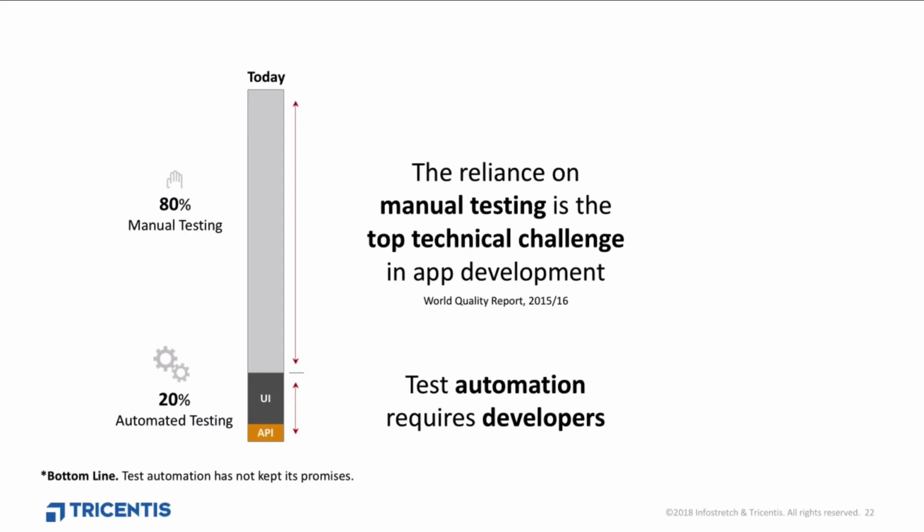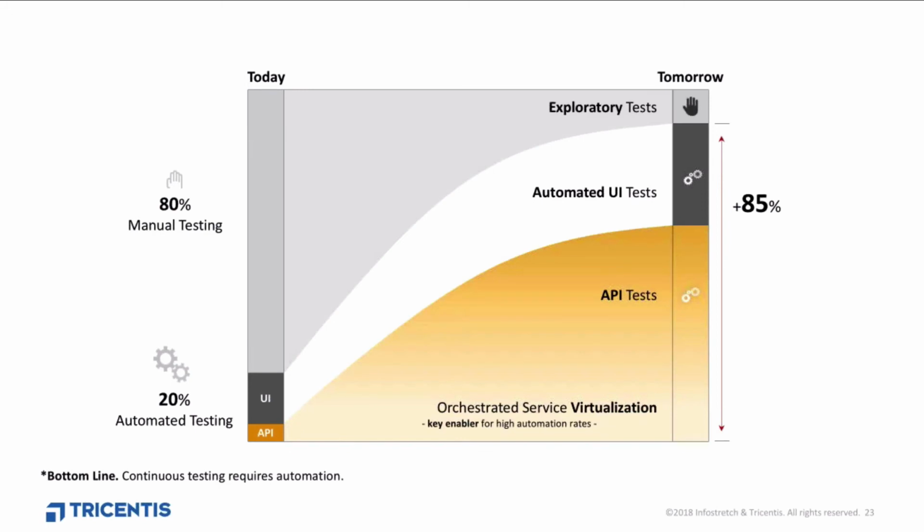If we have a look at today's distribution of testing approaches, we see that still a vast majority of tests are done manually. A small part, which is covered by automated tests, still mainly focuses on UI tests. But guess what? This will change. We already see that it's already changing.